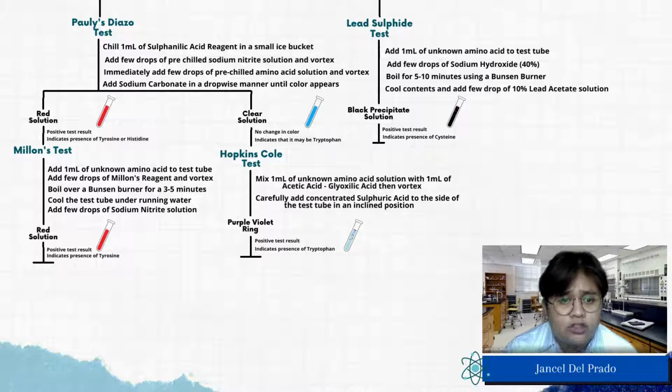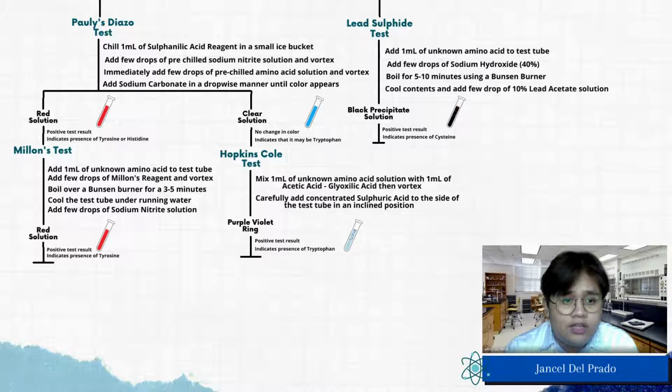Now, going back to the orange solution from the xanthoproteic acid test, we subject it to a new, different test, which is the Pauly's diazo test. You start this off by chilling 1 milliliter of sulfanilic acid reagent in a small ice bucket. It is then followed by the addition of a few drops of pre-chilled sodium nitrite solution, and then we mix this.